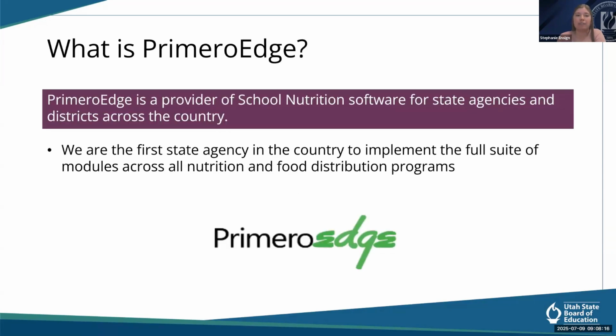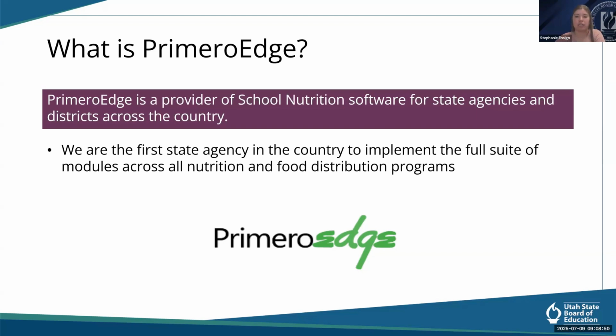But I want to start off by kind of introducing PrimeroEdge since it is new to a lot of you. So we are now live in our new state software system, which is PrimeroEdge. And moving forward, we are going to be using PrimeroEdge to manage our annual contract renewal process, claims, and reporting. So this system is replacing our current CNP Web system. So you will not be using CNP Web moving forward unless you are operating SSO, and then also for some direct certification as well, which I will talk about later in the training.